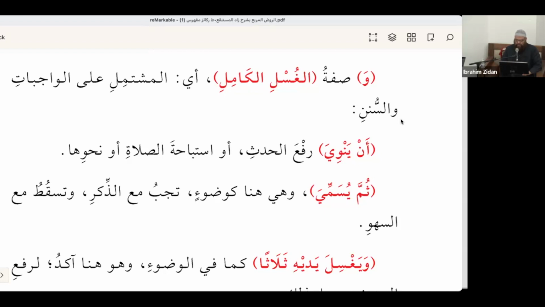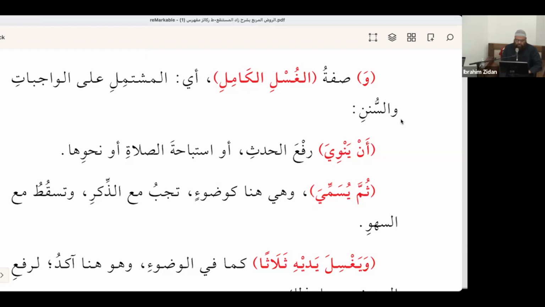And it continues. So now, adding the الشرح, he says وصفة الغسل الكامل. الصفة is the description of الغسل الكامل, the complete ghusl, how to make the ghusl in a complete way. He says أي المشتمل على الواجبات والسنن. So الغسل الكامل, the meaning of al-kamil is that it's perfect, it's complete. That means it includes the wajib and al-mustahab, the sunnah, the recommended.